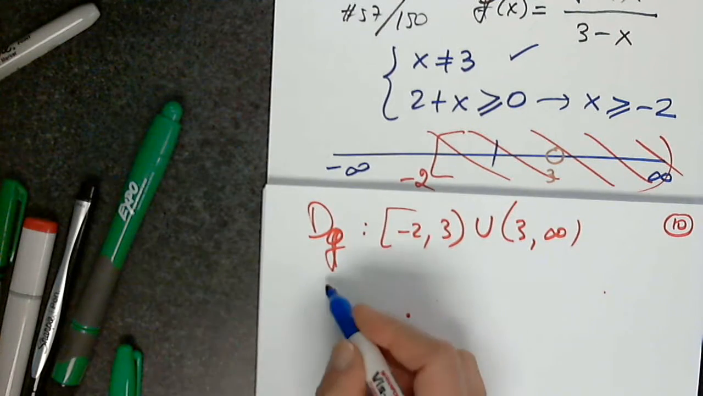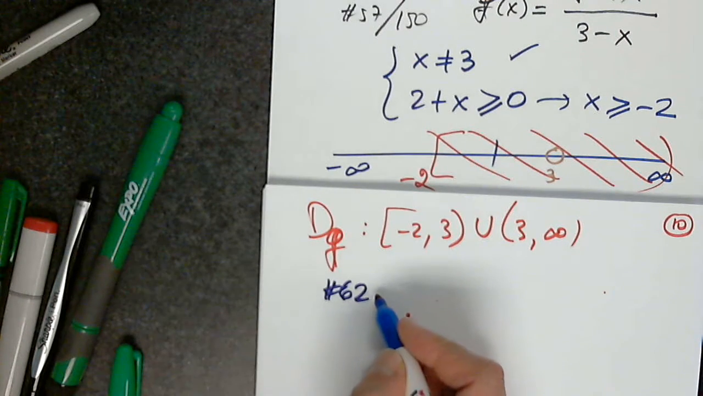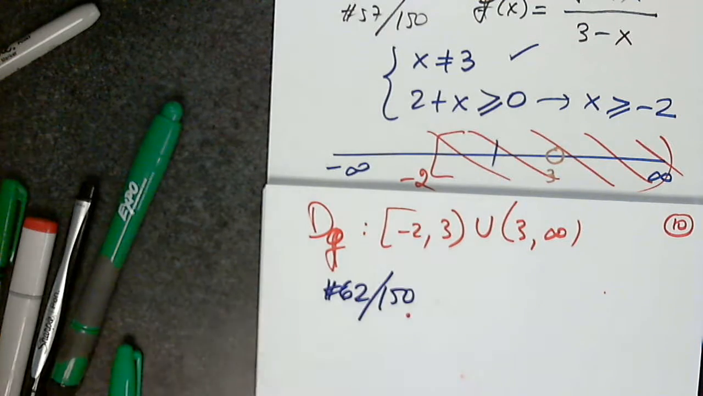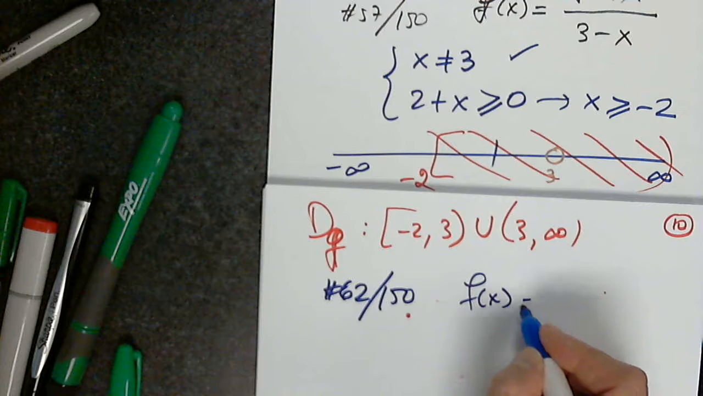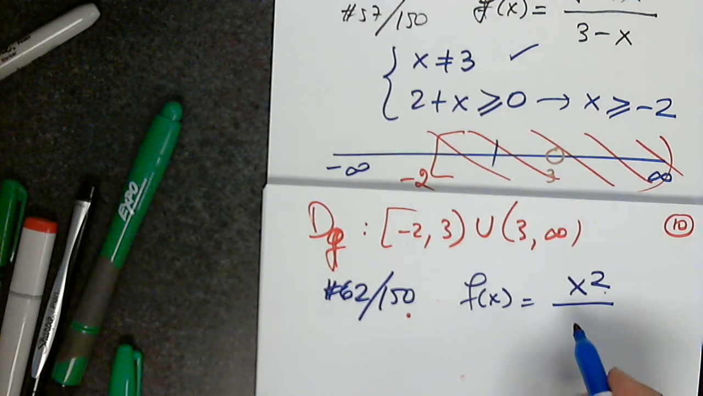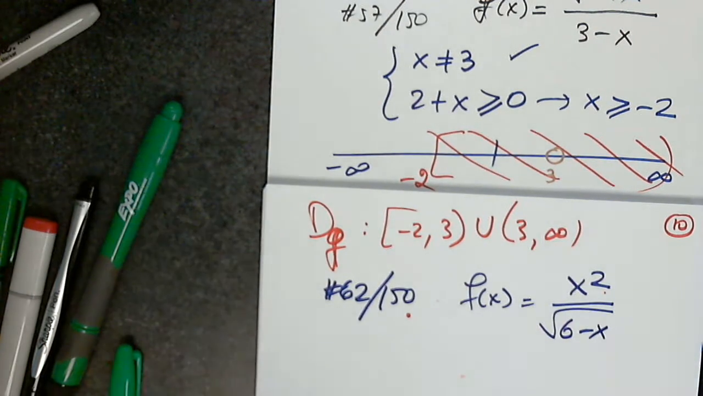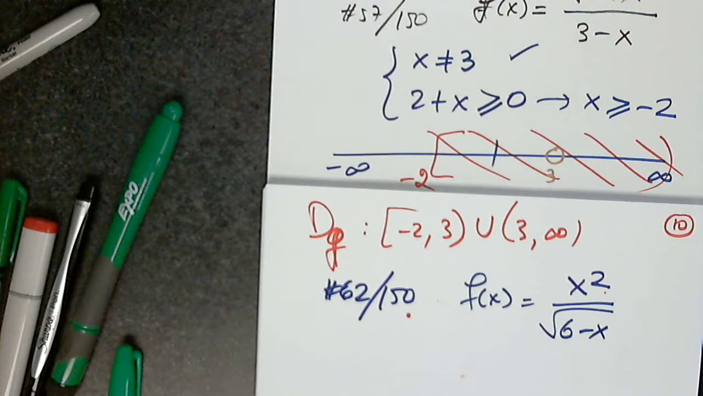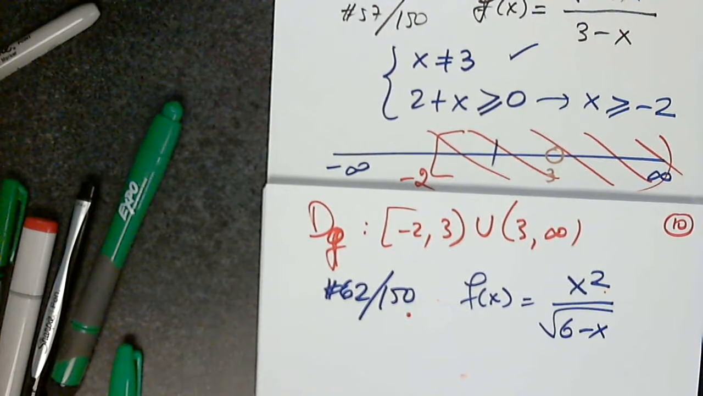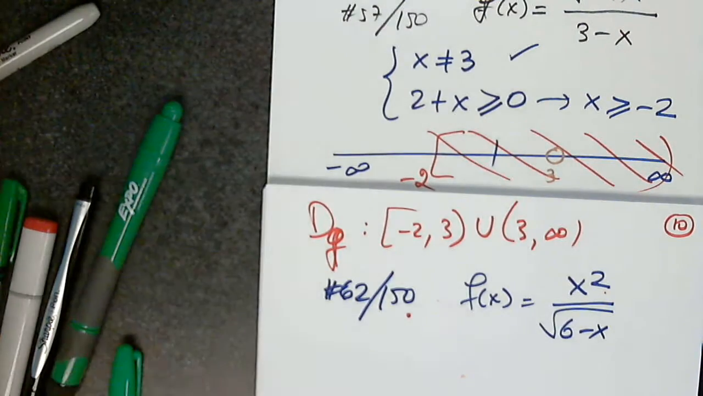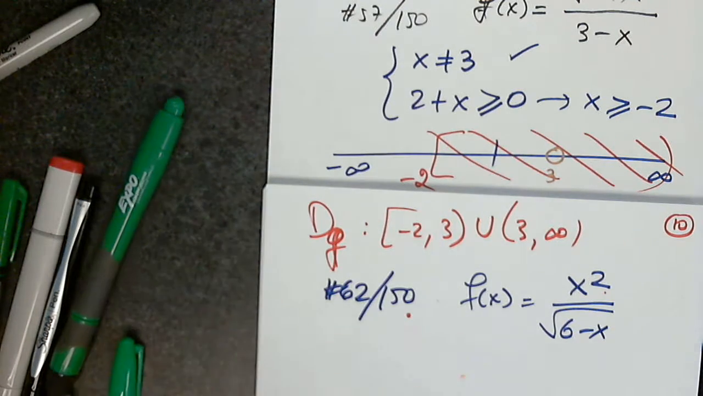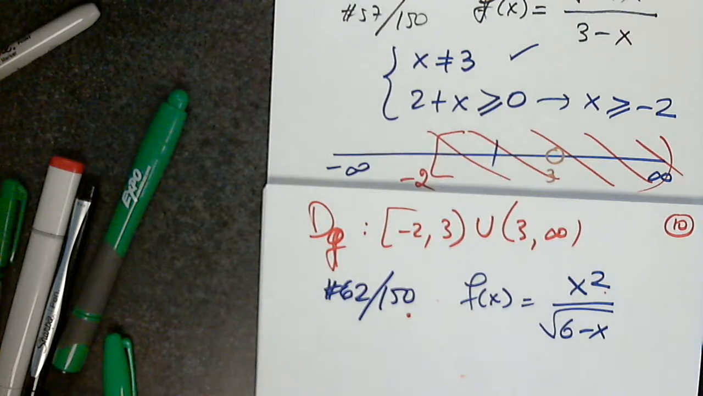62. Any questions from me on 150? f of x equals x squared divided by the square root of 6 minus x. I think we don't need this anymore. The sun is down. Yes. Yes?